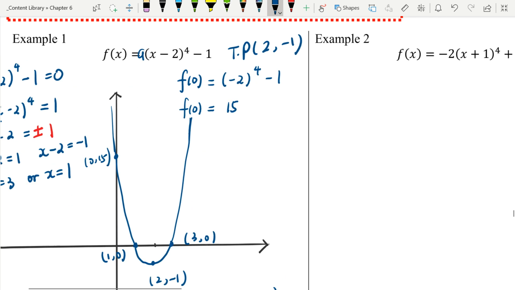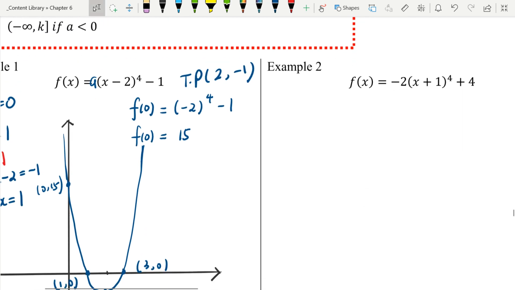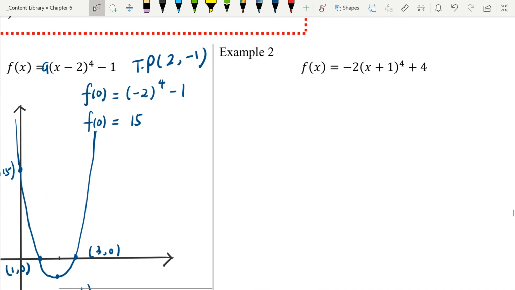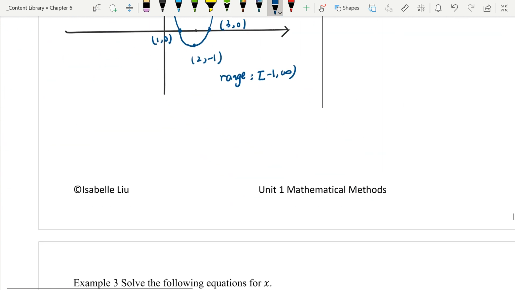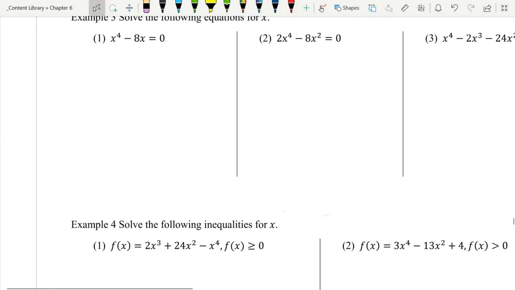All right, because I don't have enough time, I will let you just sketch example 2 by yourself, but this will be a downwards one. No, today, like after today. Yeah. I will try to go through all of it.